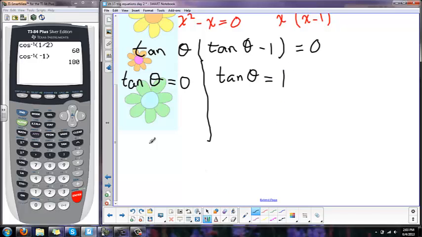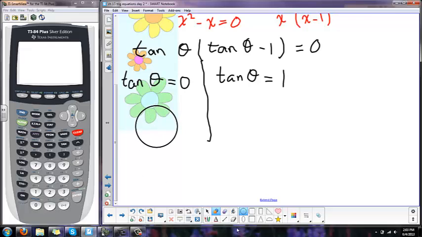and we also have tangent theta is equal to positive 1. Okay, so let's figure out where tangent theta is equal to 0. When it's equal to 0, 0 is neither positive nor negative. So it's not really like we have answers in different quadrants, but what we can do is remember back to the unit circle, when we were thinking about things in terms of tangent, and we viewed tangent by thinking about it like this.